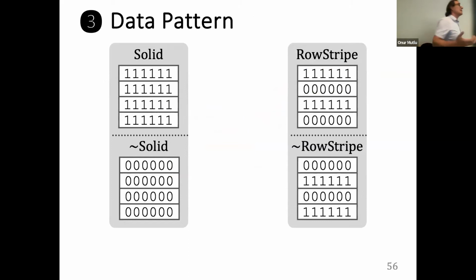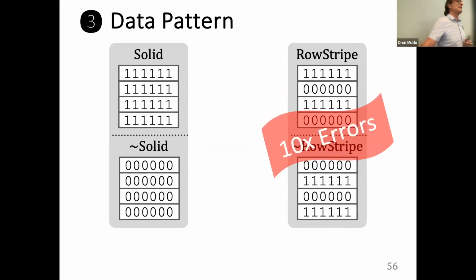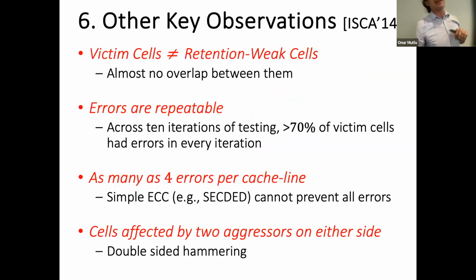Okay, data pattern is interesting because different data patterns, because of the different charge levels they have across the cells, cause different coupling capacitance across the cells. As a result, different data patterns have different implications. You can see that you get 10x errors with the data pattern on the right.